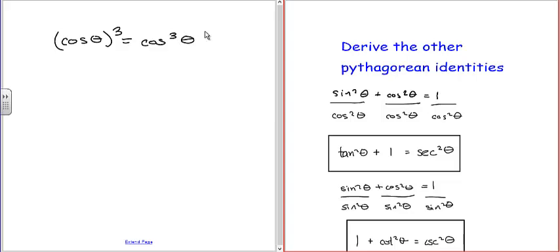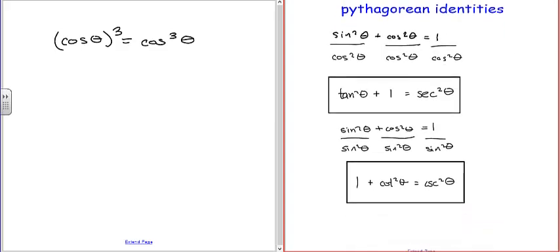Now there are two other Pythagorean identities, and we got one of them by taking the Pythagorean identity we know right now, and if you divide each term by the cosine squared of theta, you get sine divided by cosine, which is tangent, cosine divided by cosine, which is 1, and 1 over the cosine is the secant. So we can write this as tangent squared theta plus 1 equals secant squared of theta.